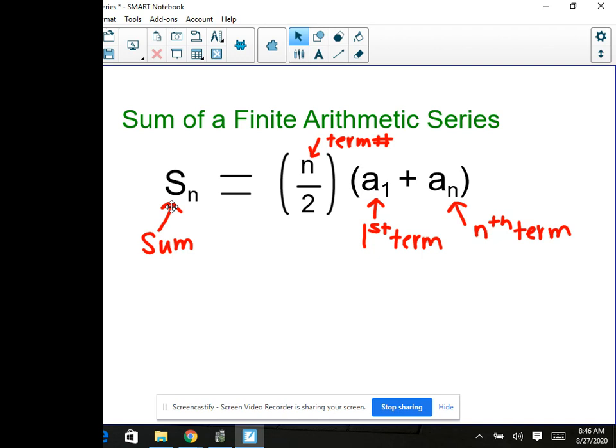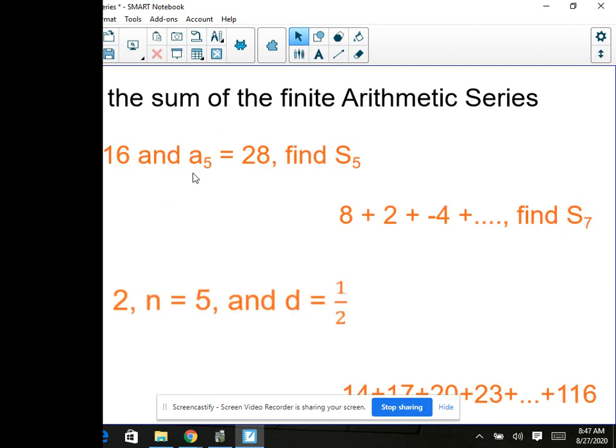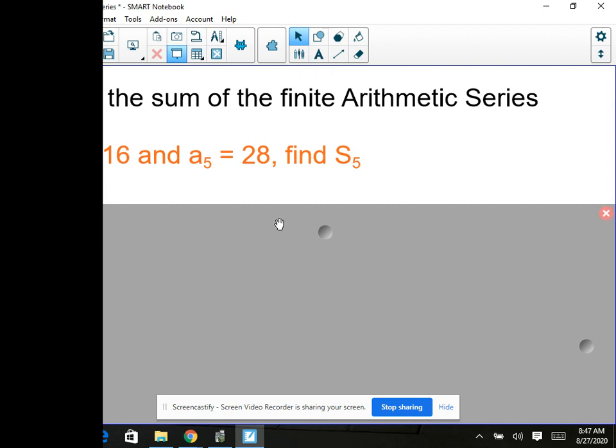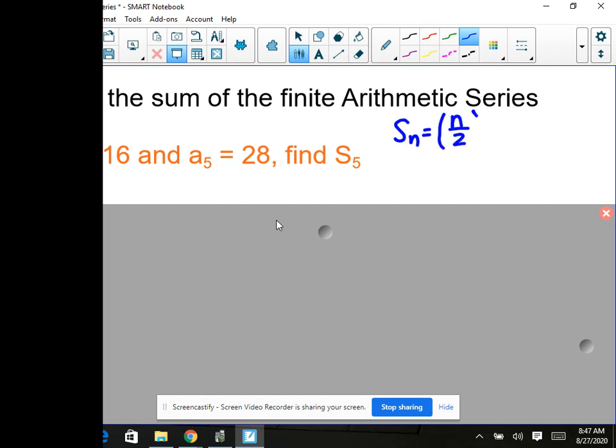Let's try some examples. My best suggestion for approaching these problems is to start out with what you know. I know a formula. I know where to start with that. I'm going to start with a formula. I know S sub n is equal to n over 2, my first term, and my nth term.